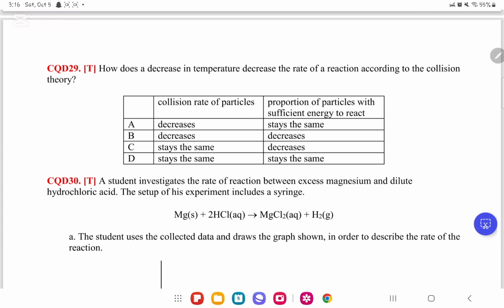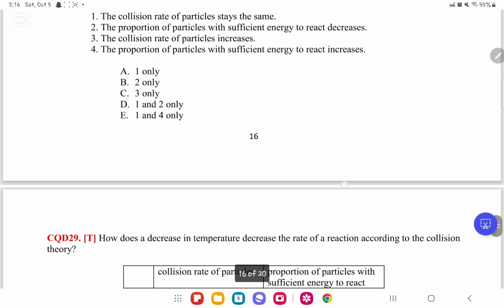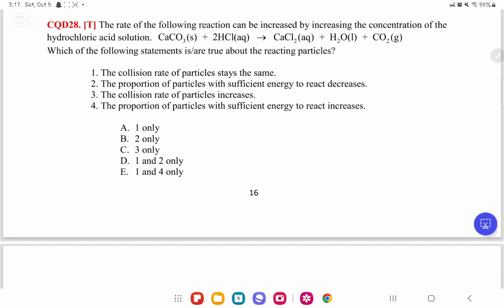Number 29. How does a decrease in temperature decrease the rate of a reaction according to the collision theory? As the temperature decreases, the collision of particles decreases and the proportion of particles with sufficient energy to react will decrease. Now, what's the difference between 29 and 28? Here, in 28, we increased the rate of the reaction by increasing the concentration. So we didn't increase the temperature. Since we didn't increase the temperature, we didn't give the particles energy. We just added more particles, so they would collide more.